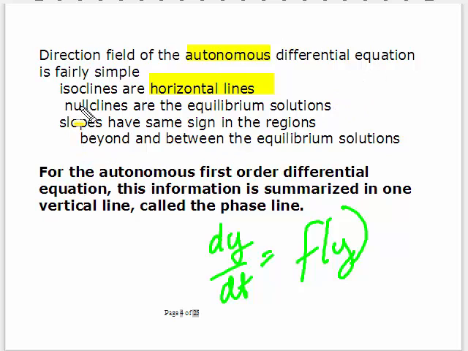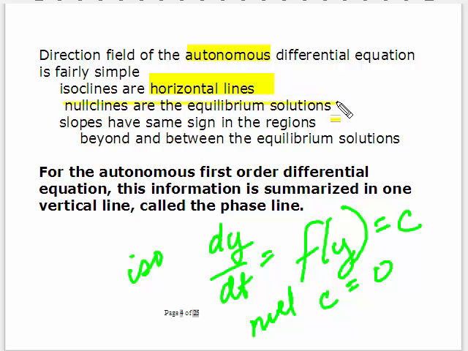these are the isoclines with, all right, let's write this again for review. An isocline, the derivative is constant along an isocline. For a nullcline, c is equal to 0. The derivative is 0. For these autonomous differential equations, the nullclines are also equilibrium solutions.